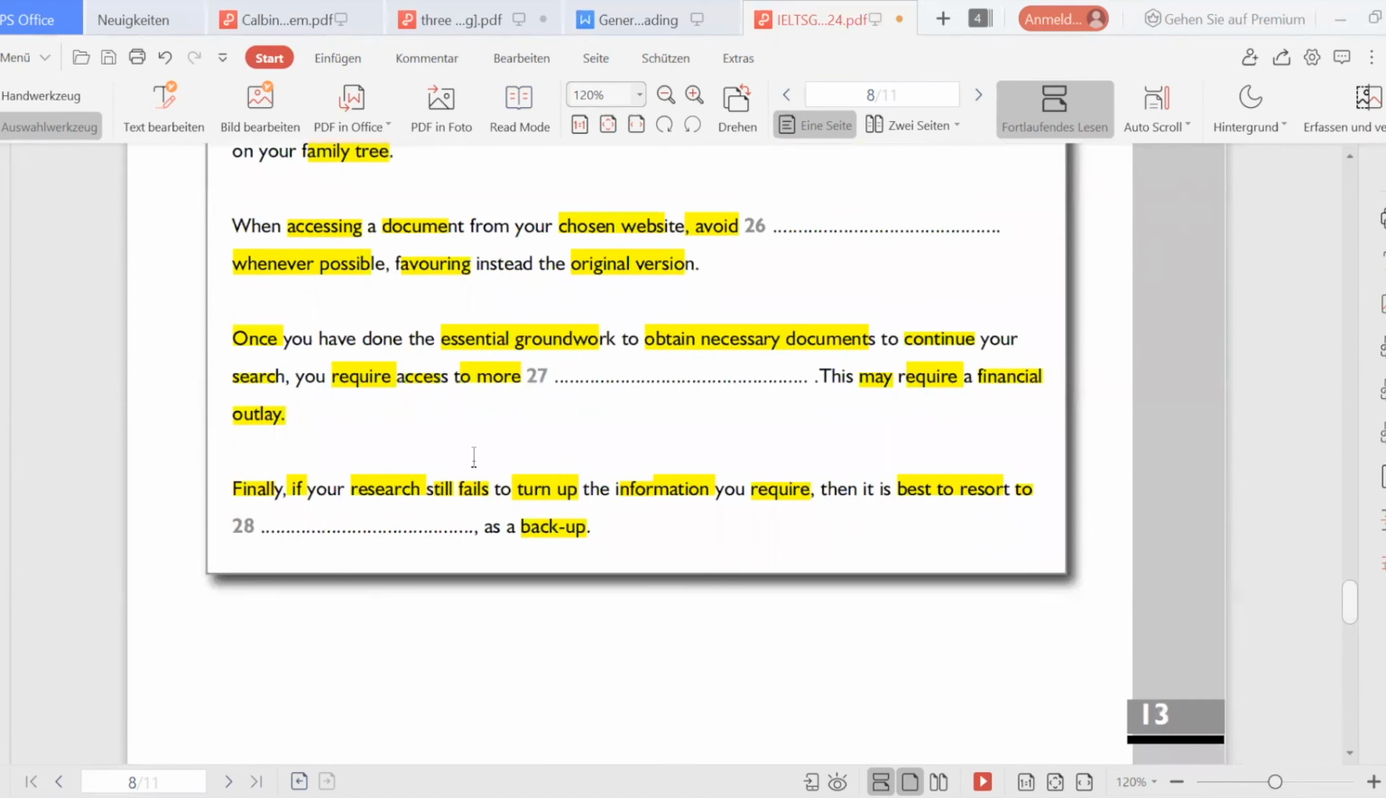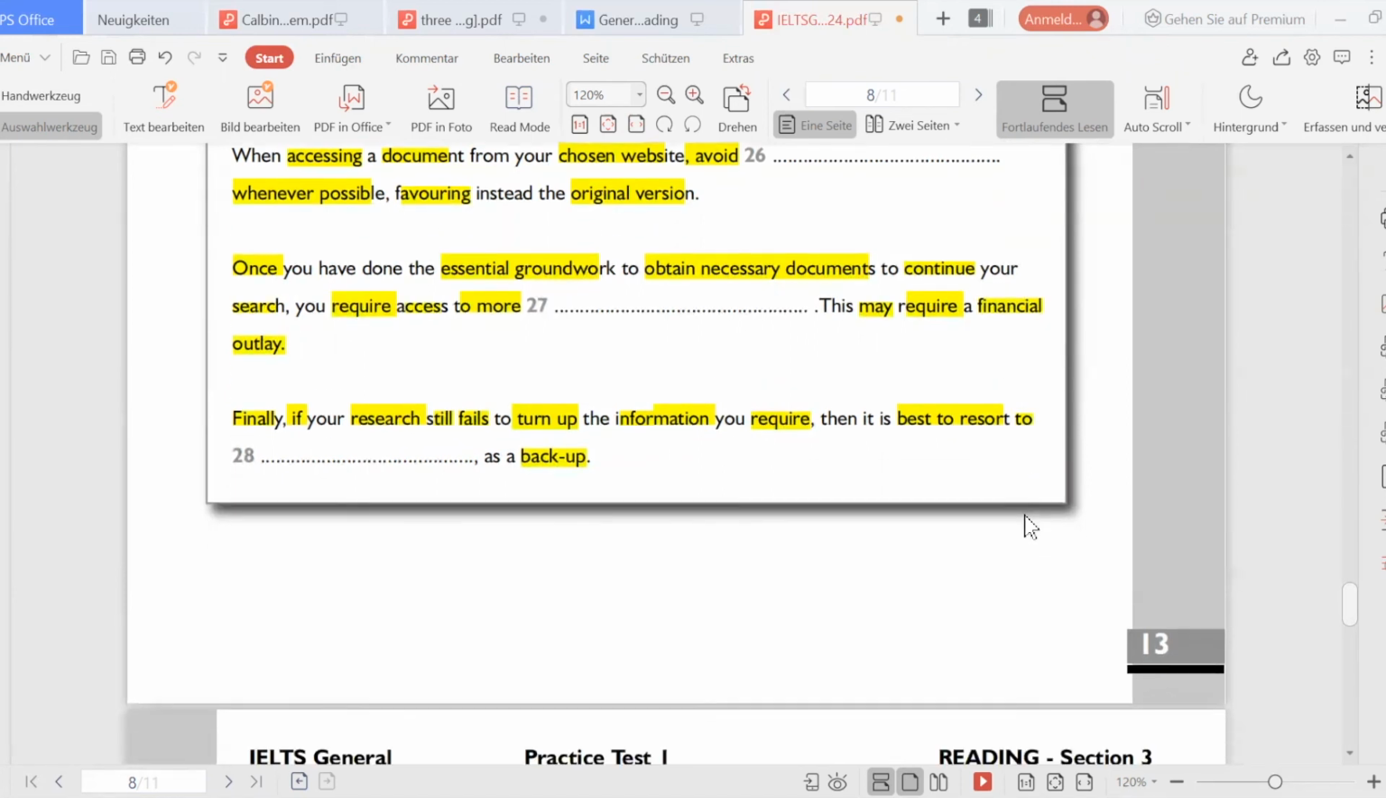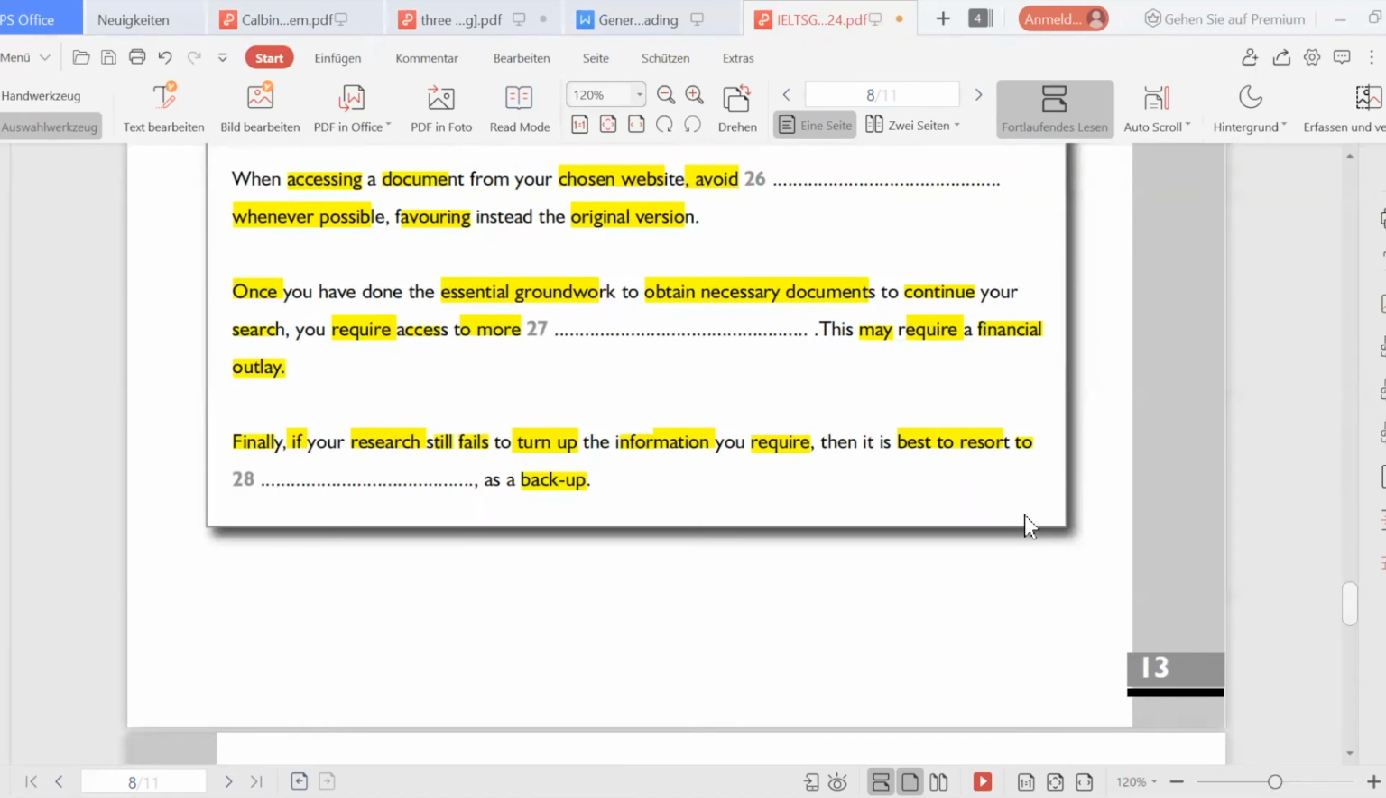28, finally, if your research still fails to turn up the information you require, then it is best to resort to, again, resort to what? Here, the word to is a preposition. It's strongly attached to the word resort. So what you should expect is actually a noun, either a noun directly after it, or the noun is introduced with an adjective. It's the same thing.